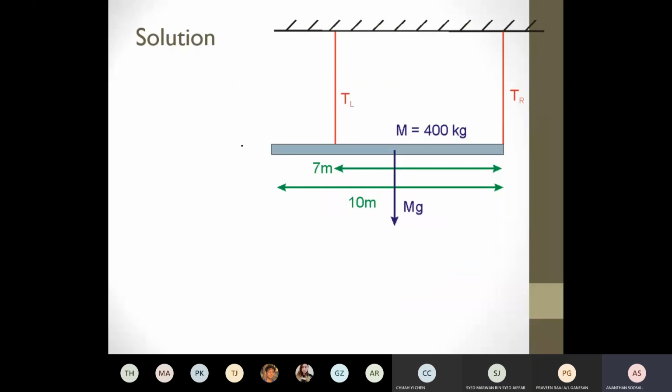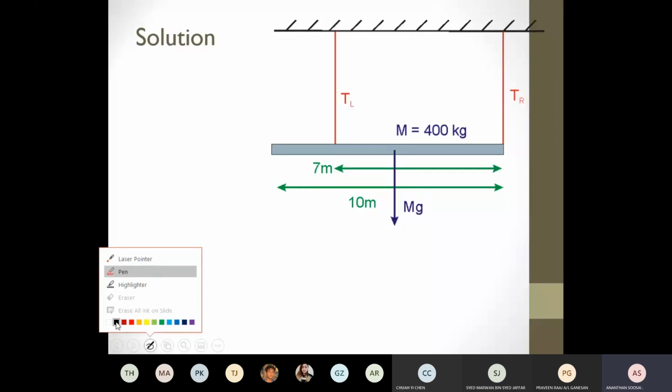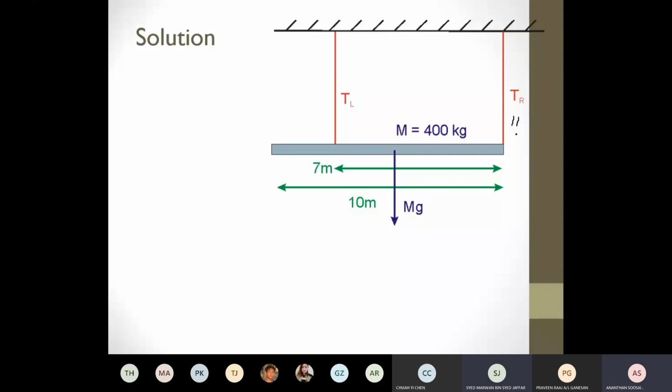How much is the TR value? Okay. So which point do you take as a moment now? Come on, anyone tell me which point is the logical way of doing it? You want to find TR.